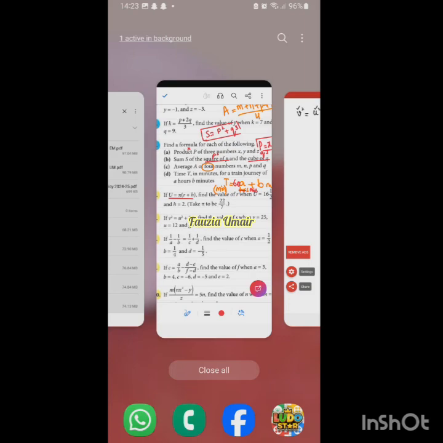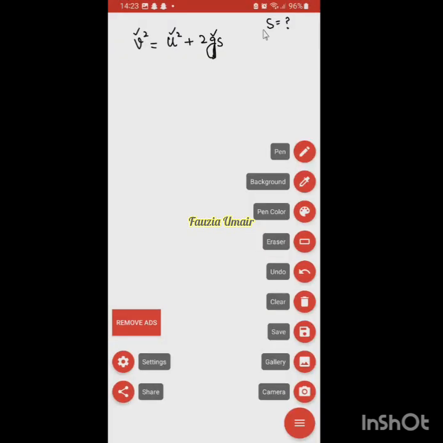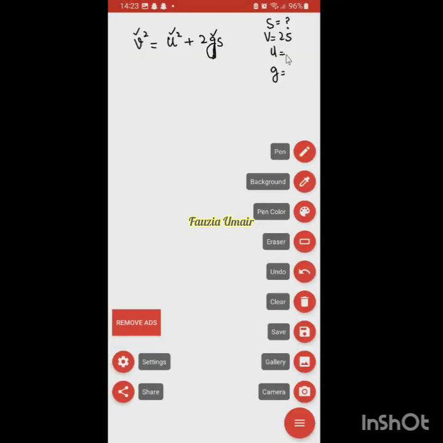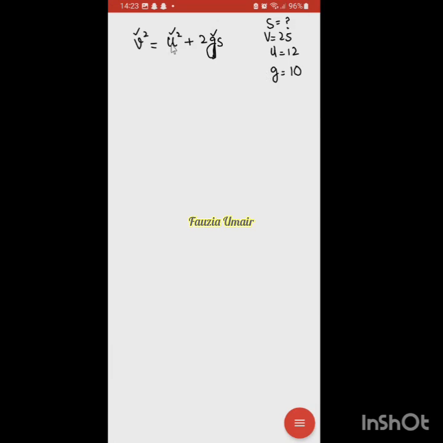So in the question it is v is equal to 25, u and g. So u is 12, g is 10. U is 12, G is 10, right? This is the situation. So what is the first step?